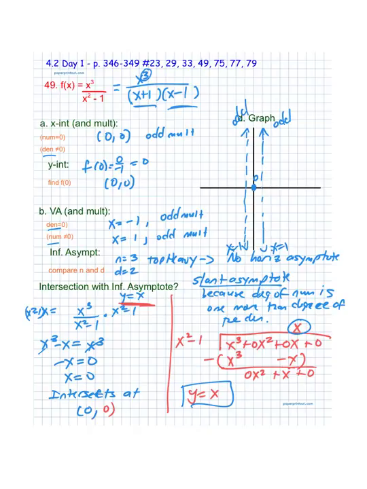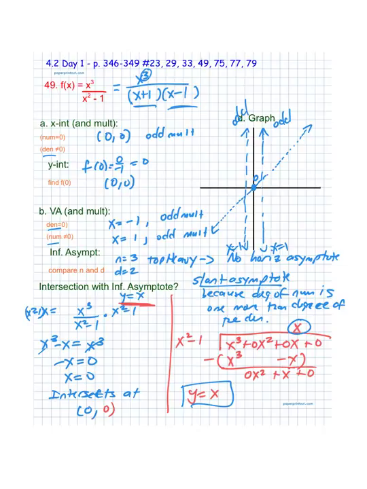And what else do we know? We have a slant asymptote at y equals x. So we're going to go ahead and plot the line y equals x, which has a y-intercept of (0, 0) and a slope of 1. So that is our slant asymptote. And now we need to sketch the rest of the graph.